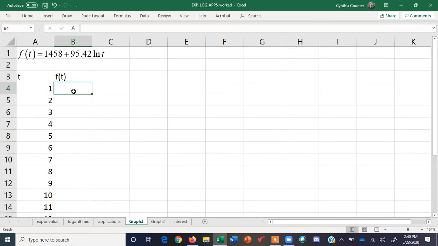We'll write the formula equals 1458 plus 95.42 times natural log, then I double click and then click on our input for t, which is the argument of the natural log. And as I copy this, this cell will change A4 to A5, 6, 7, 8 all the way down. Copy by pointing to the bottom right, left click and drag.